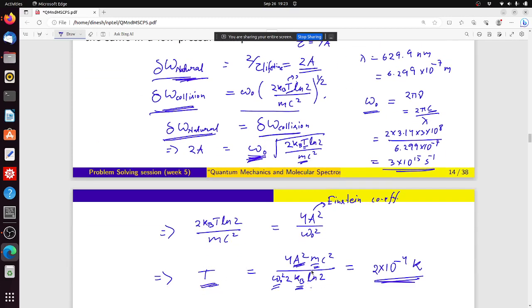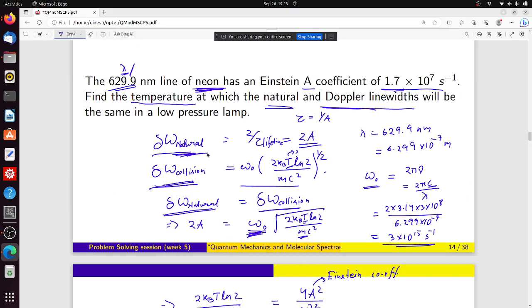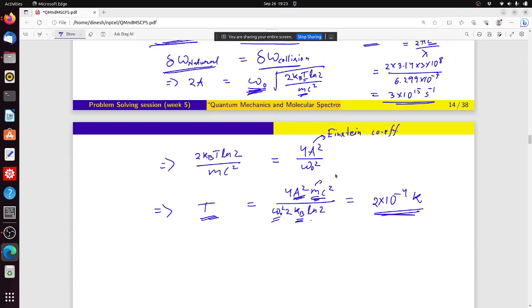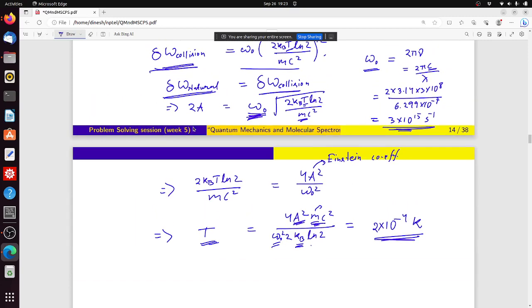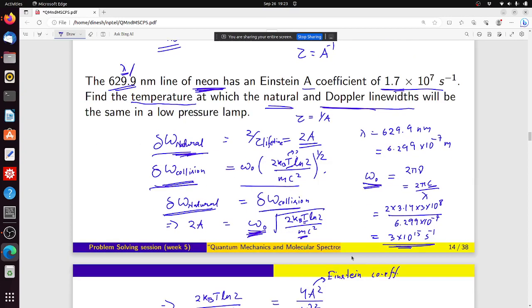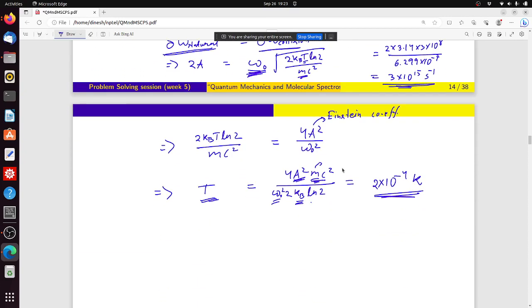Now all the variables we need, we calculated: the mass of this neon atom we calculated, and a is given already. Omega naught also we calculated because the spectral line was given, lambda was given. From that we calculated omega naught, and everything is here. So we put all the values and we got the temperature to be this much.